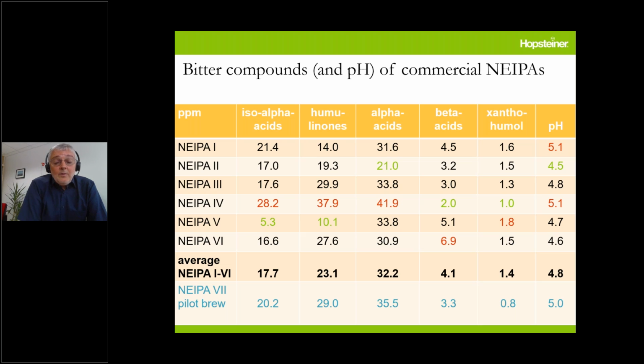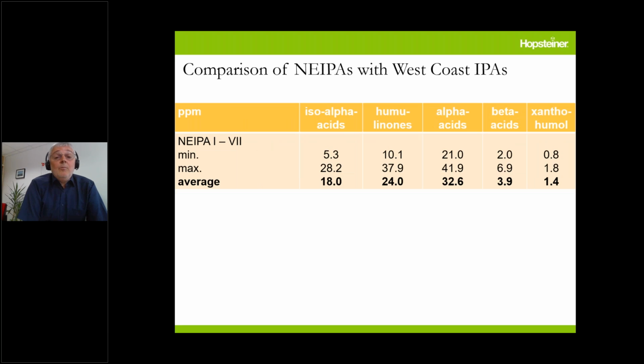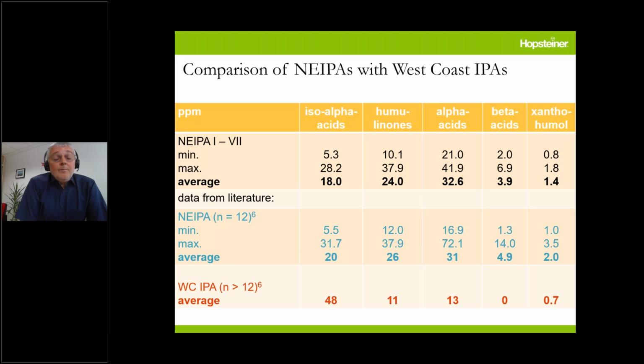In the next slide, we make a comparison of our values on the New England IPAs. Of the 7 beers, I have now included in this average value also beer number 7 from the pilot brew. So these average values are compared with data from literature. At the end of the presentation, there is a list of the literature that I am referring to during this talk. And from one publication, we see values on New England IPAs and on West Coast IPAs.